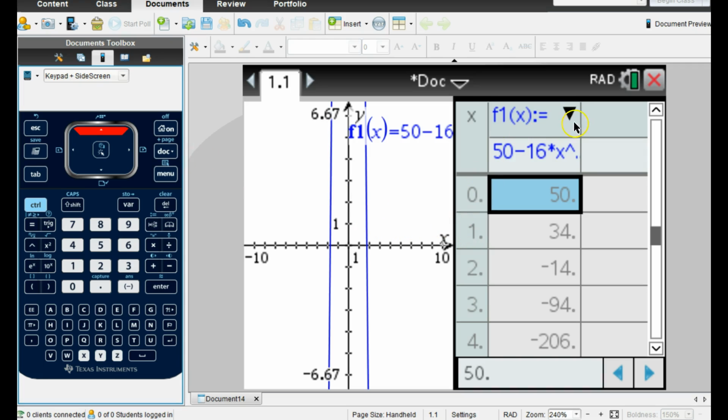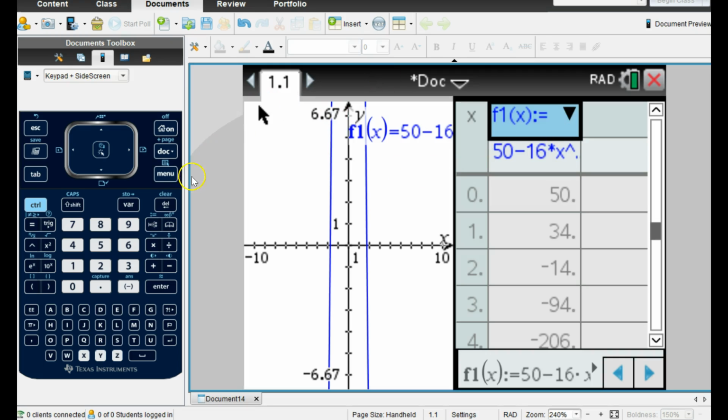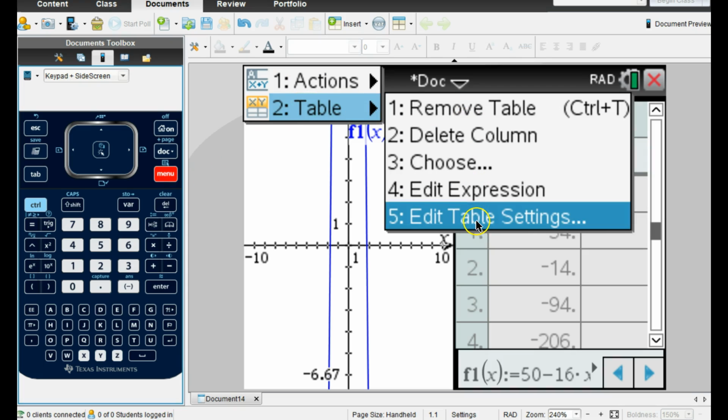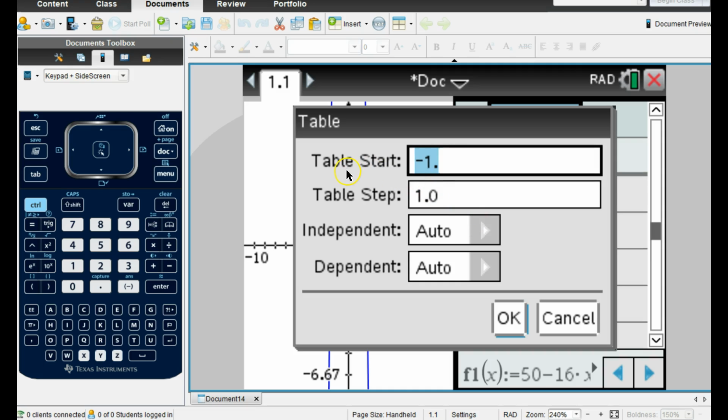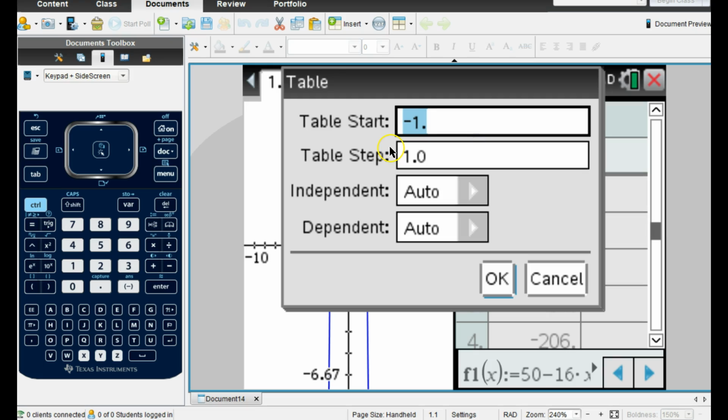So here's what you can do. You guys see how there's a little black ring around this? If I click on this, you see how the little black ring switches, right? So if my little black ring is around this, and I go to menu, it gives me an option to change the table, and I want to go into the table settings. Well, this table starts at -1, and it steps by 1 at a time. What that means is if you're starting at -1, jump by 1. So -1 jumping by 1 goes to 0, jumping by 1 goes to 1 and 2 and 3.